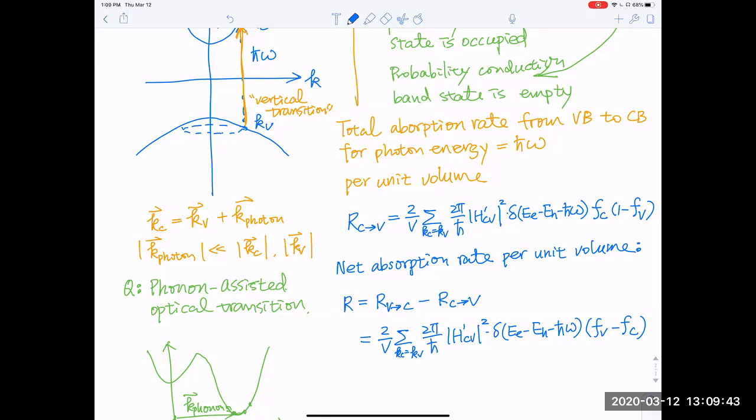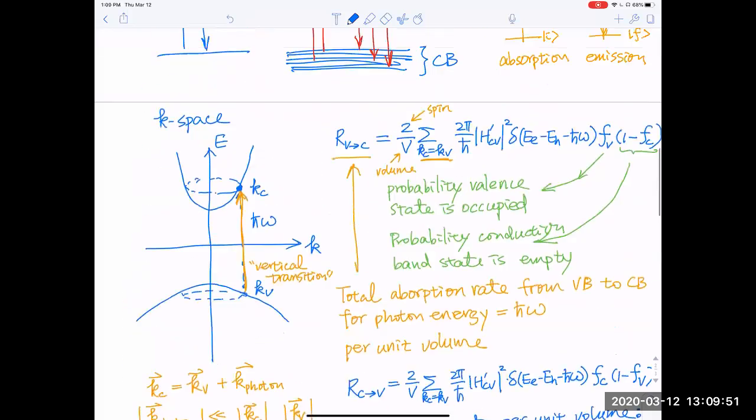Okay, I'm reading the question now. Why in the previous discussions did we not consider Fc and Fv?